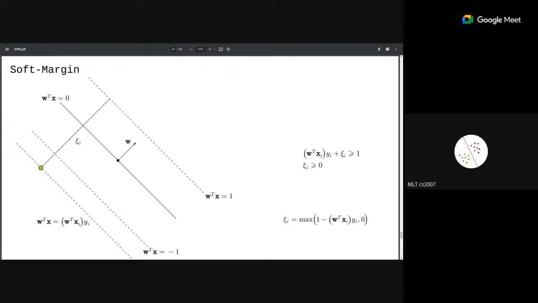No. So we are not literally pushing it. Figuratively, I'm saying that if you were to push it, by how much should you push it? So we are not actually pushing it. So we are not changing the data at all.